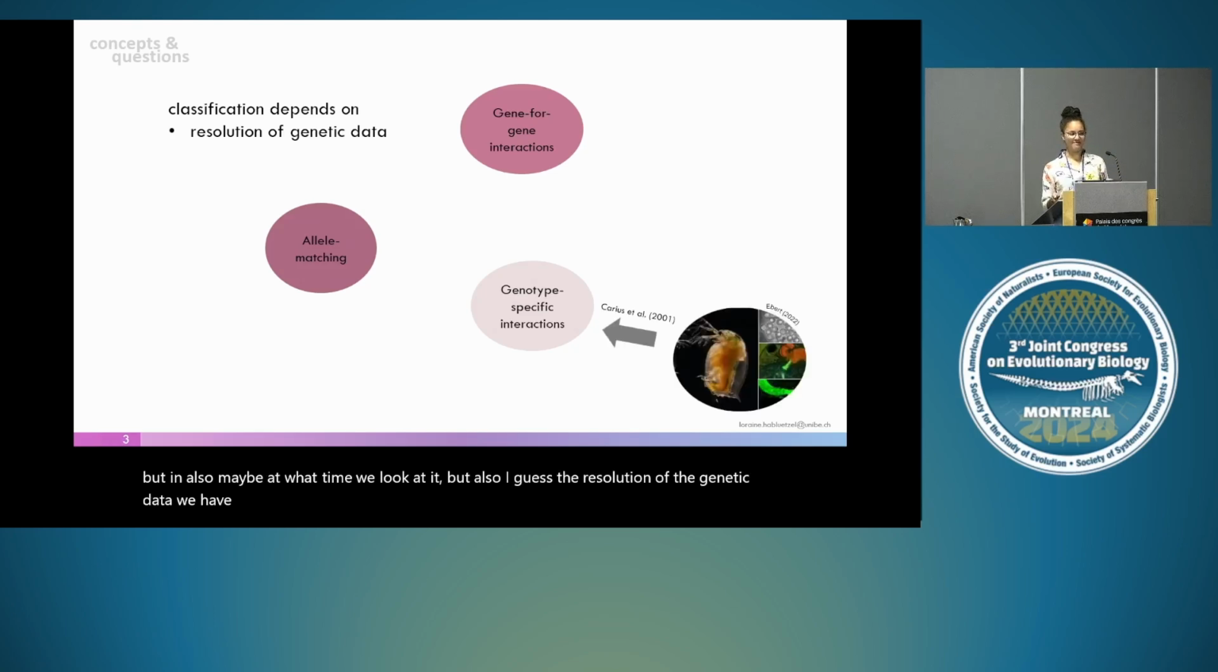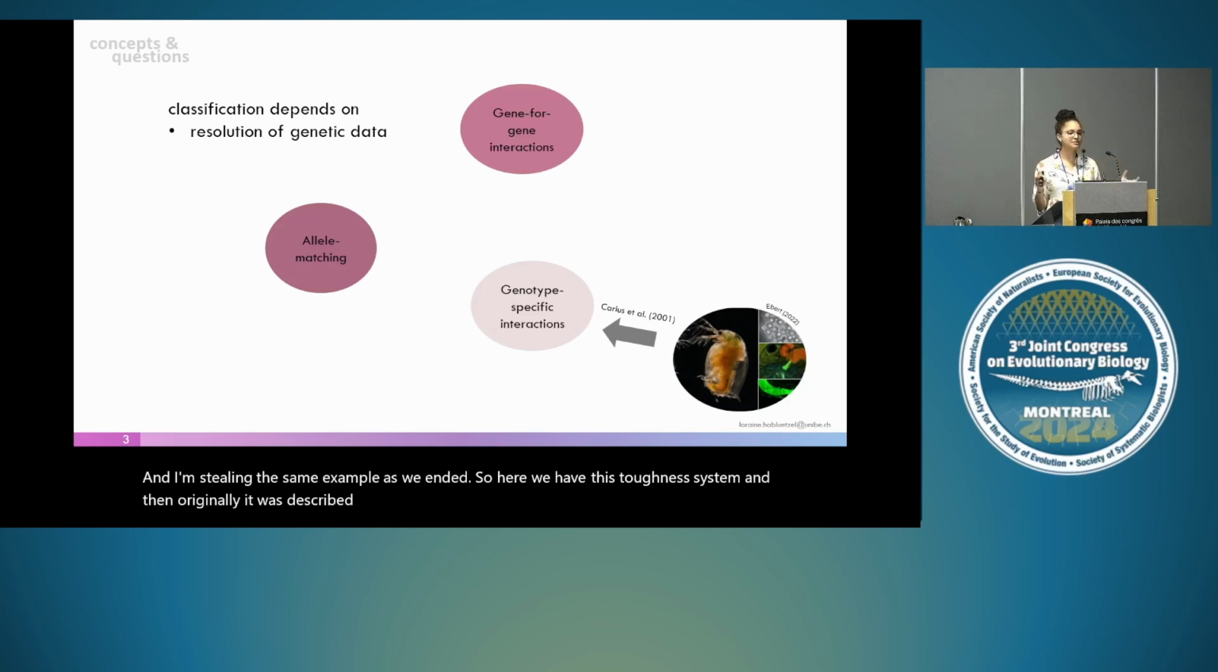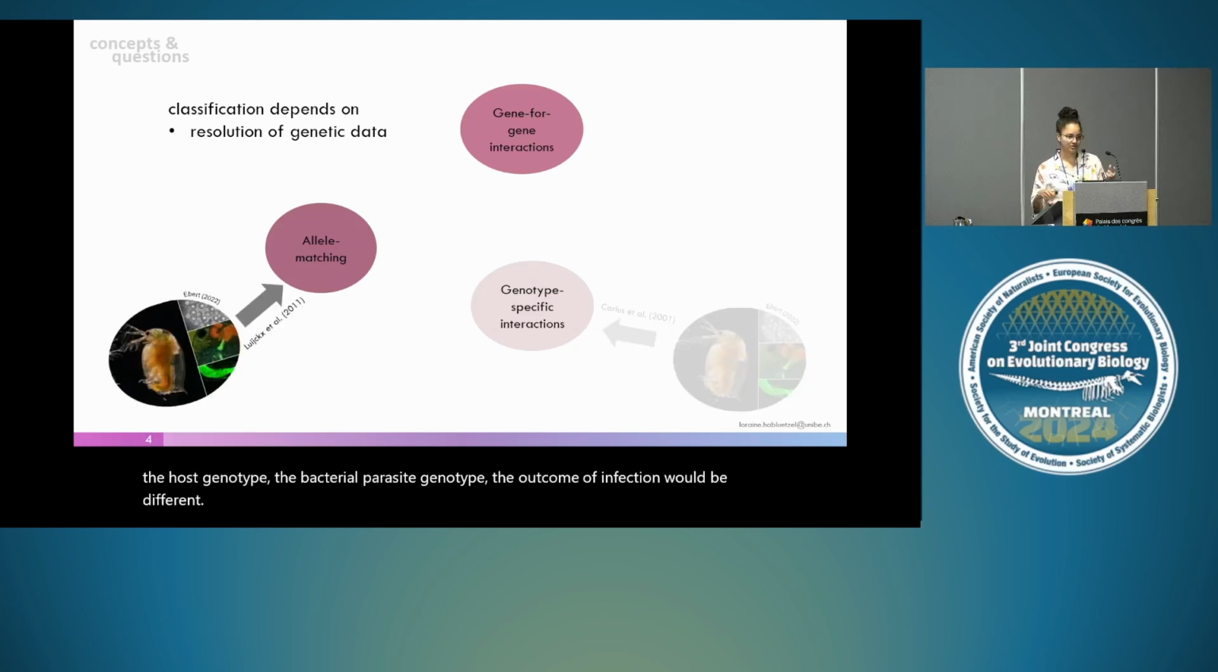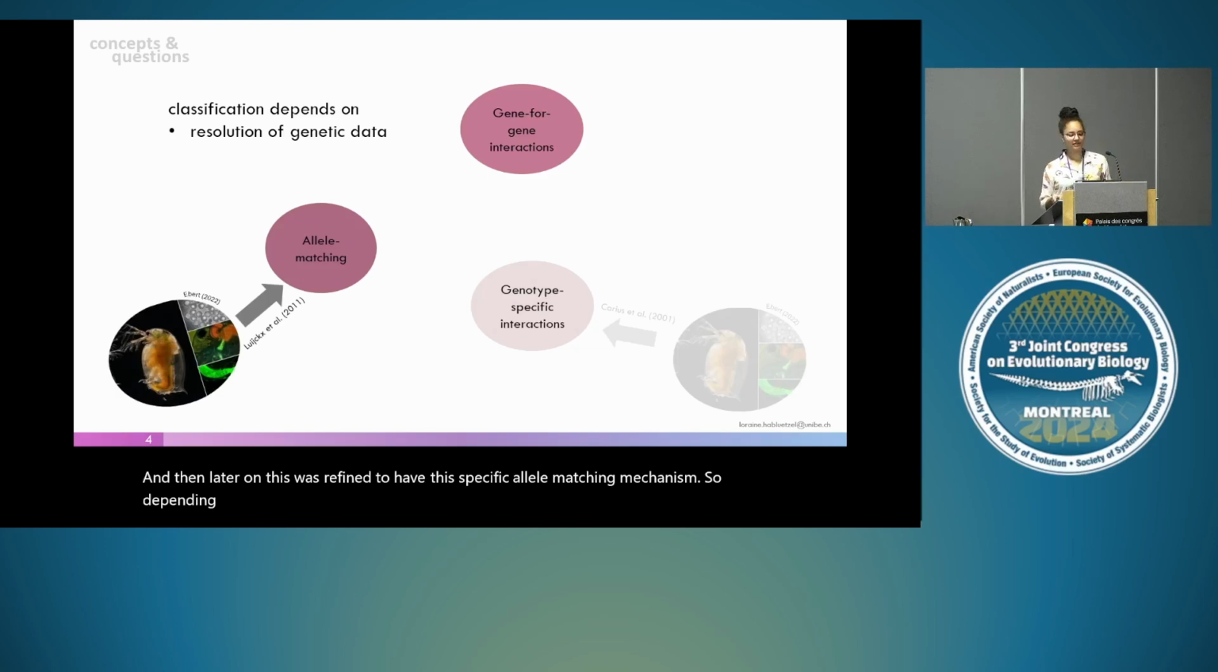And I'm stealing the same examples as Ben did. So here we have this Daphnia system. And then originally this was described as having genotype-specific interactions, so depending on the host genotype and the bacterial parasite genotype, the outcome of infection would be different. And then later on this was refined to have this specific allele matching mechanism. So depending on what data we have available to us, we can classify things differently.